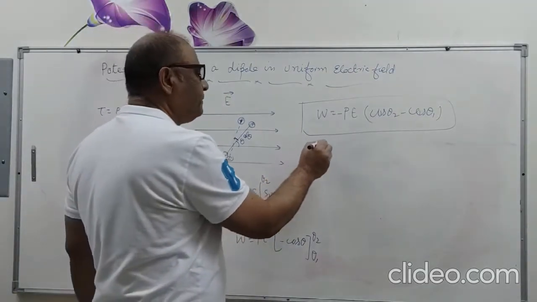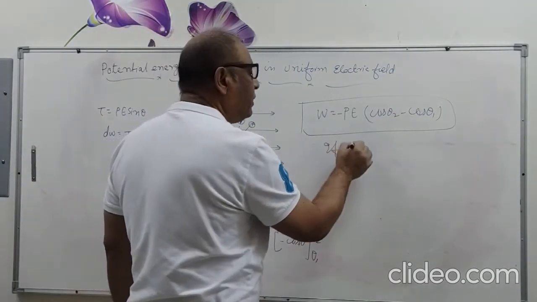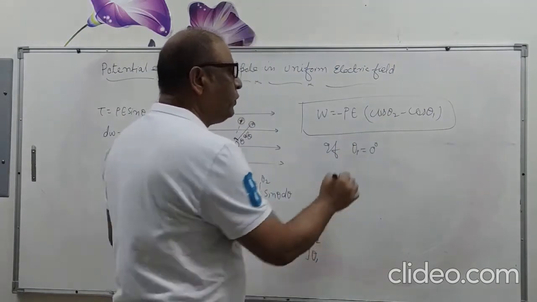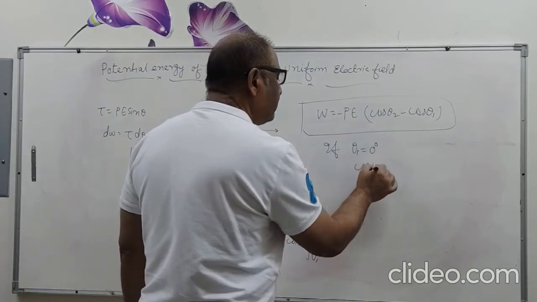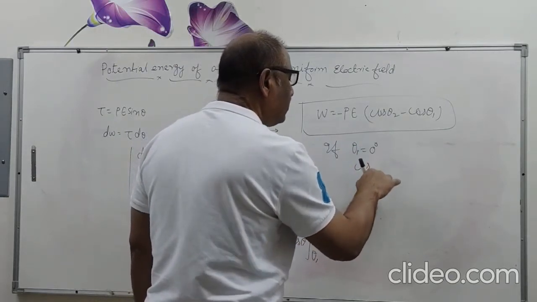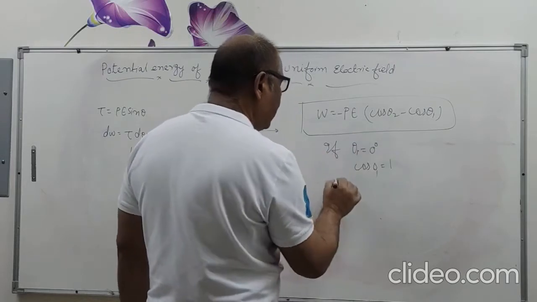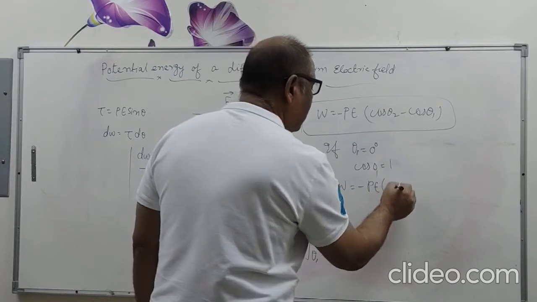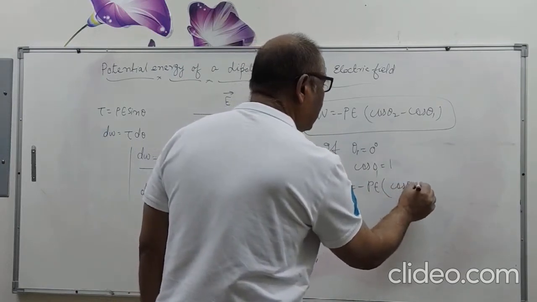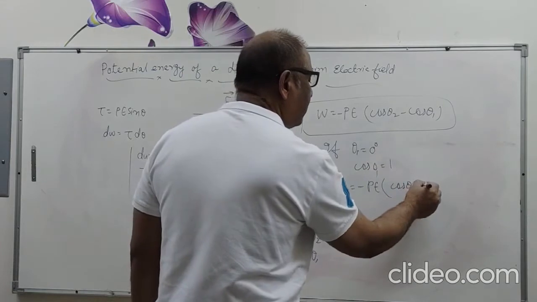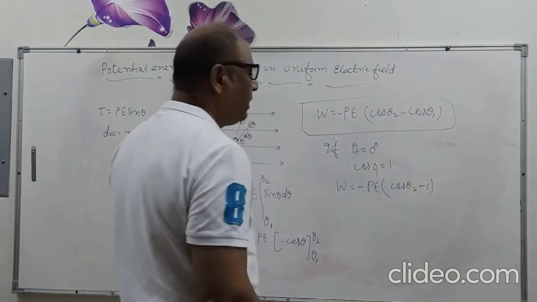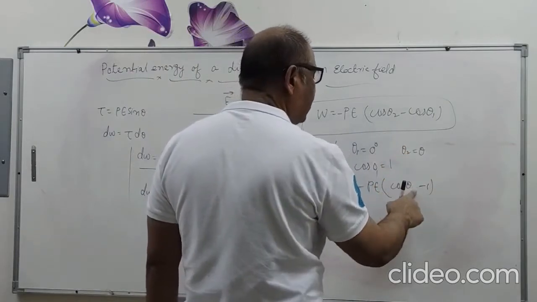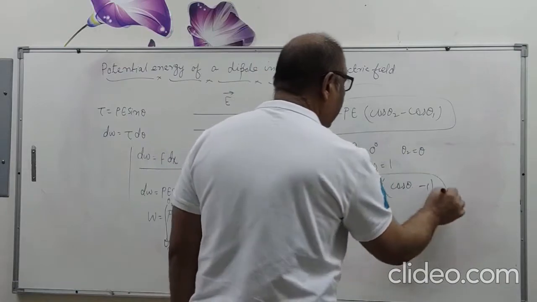Now, if theta 1 equals 0 degrees, you know that cos 0 equals 1. So the work is equal to minus PE times cos theta 2 minus 1. If we write theta 2 as theta, then the work done is minus PE (cos theta minus 1).